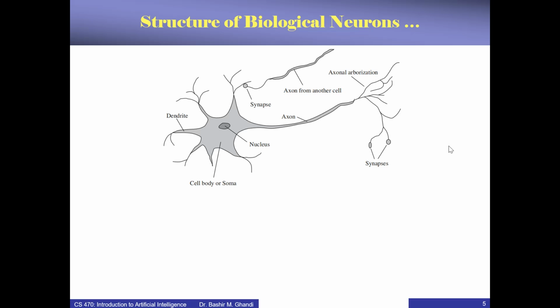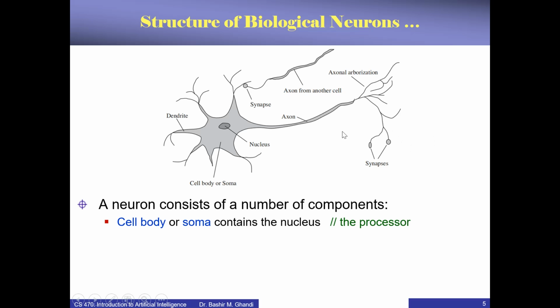Now let us explore how each of these neurons is structured. This is the structure of a typical neuron. You can see that it has several components which are labeled in this diagram. We shall try to explain some of these. So a neuron consists of a number of components. The first and probably the most important one is the cell body.